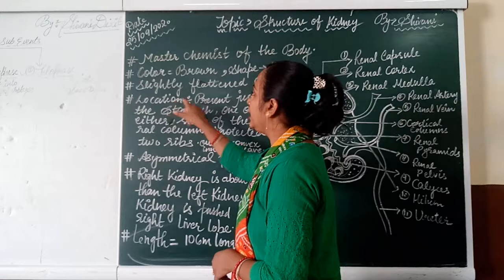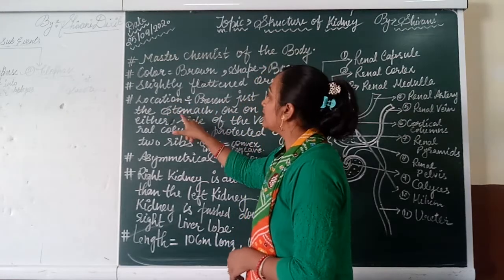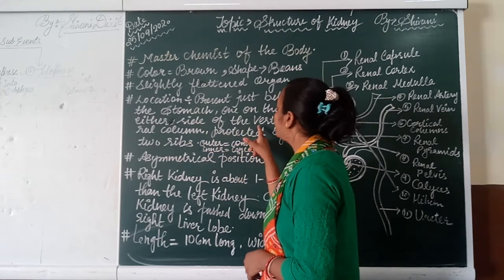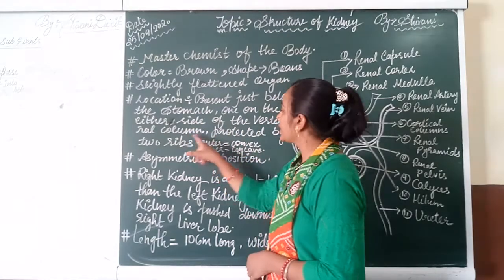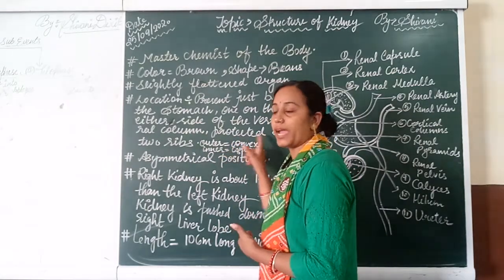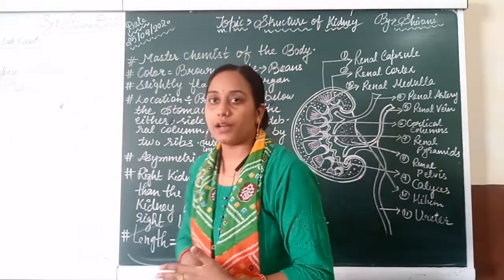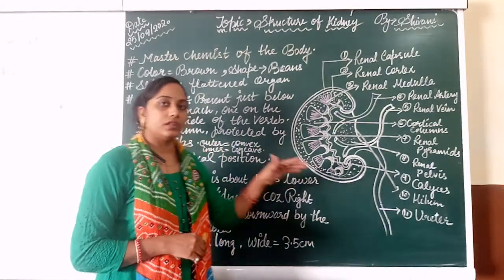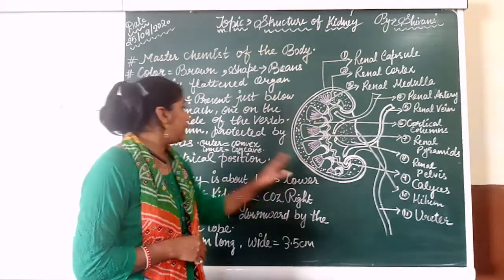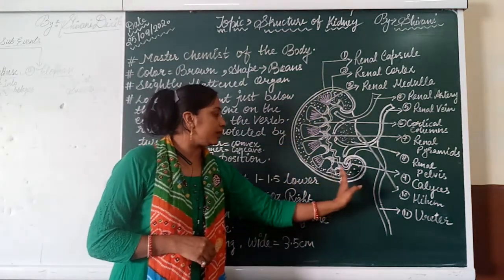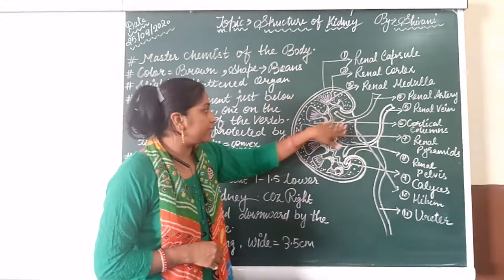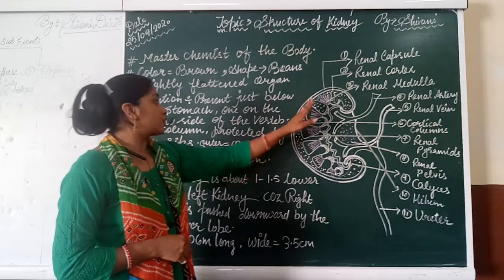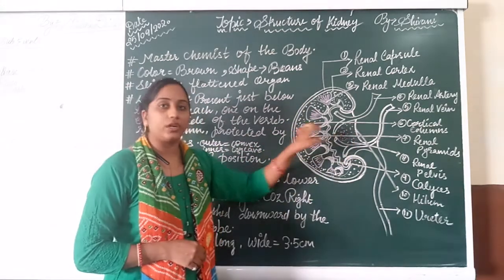The kidneys are located just below the stomach, one on either side of the vertebral column. They are protected by the ribs. There are concave and convex shapes present in this structure. The outer side is convex, and the inner side is concave.